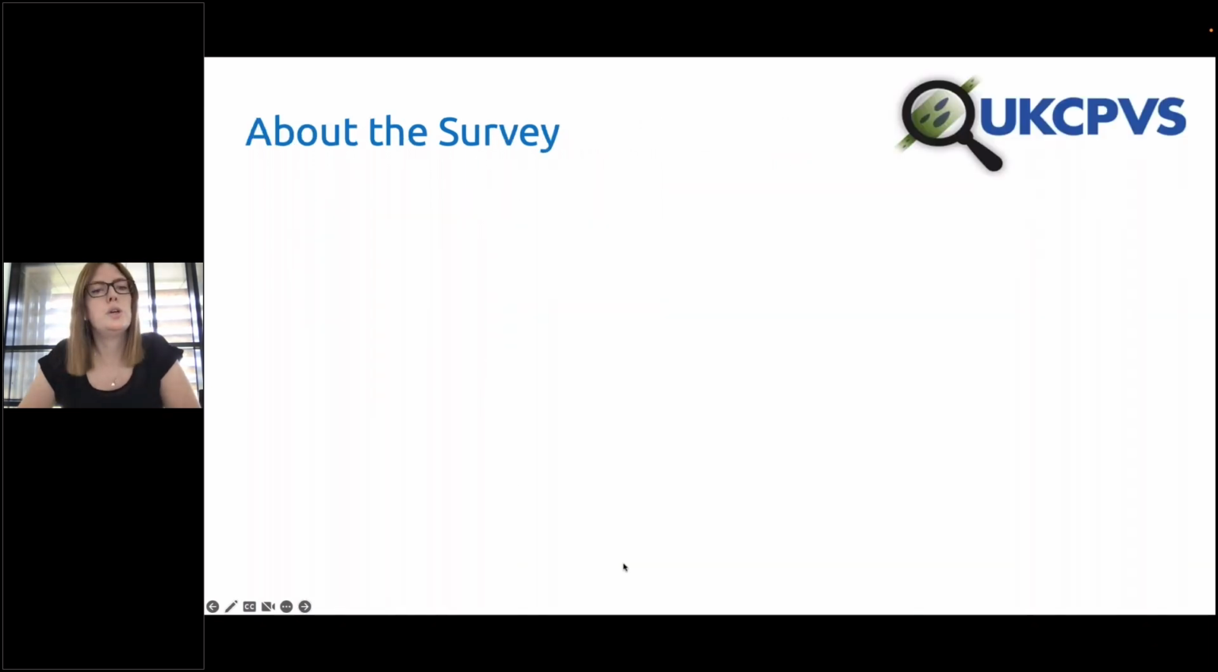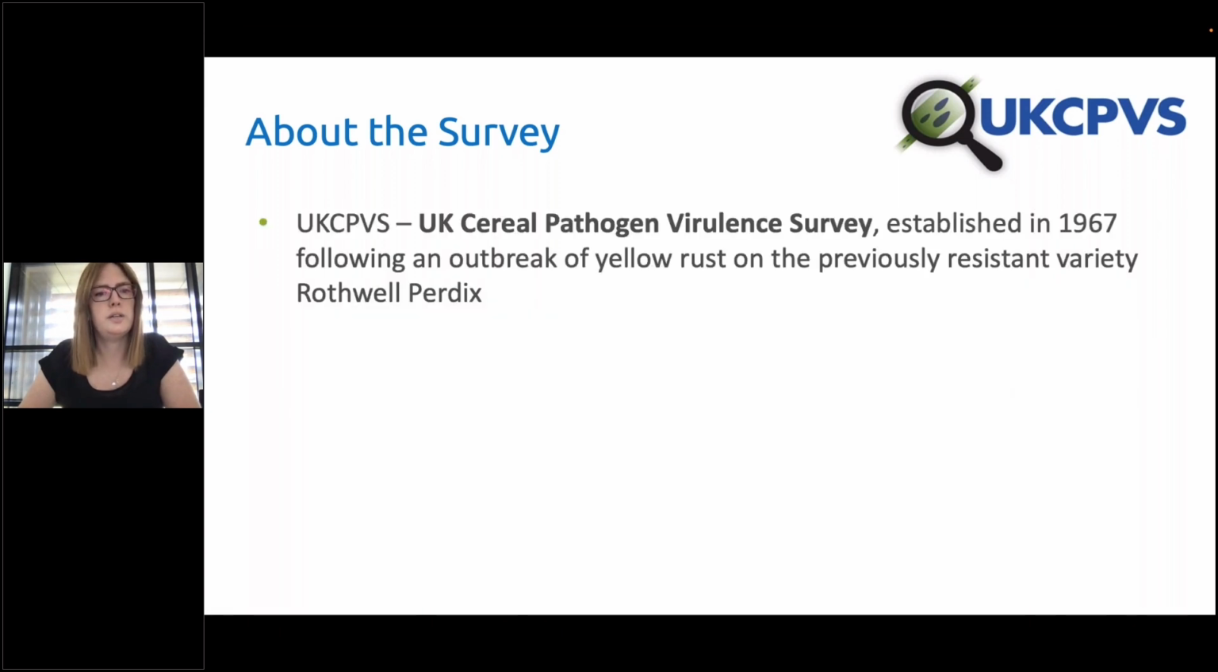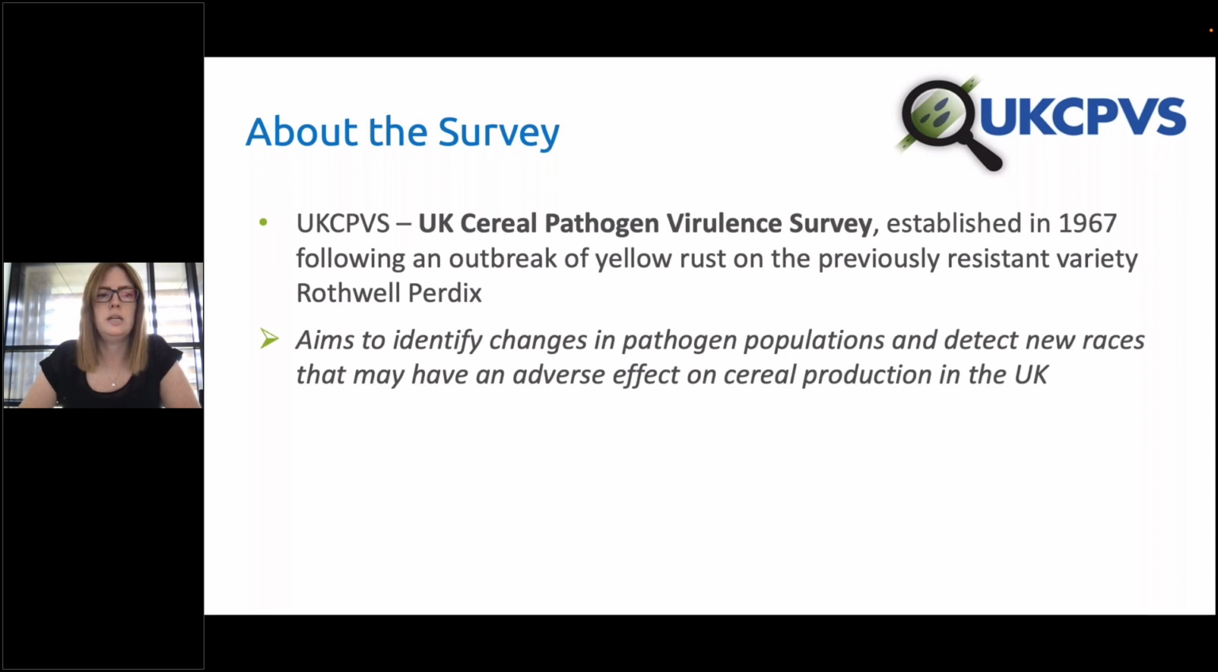So just for those people that are not aware about the survey, the UK Cereal Pathogen Virulence Survey was established in 1967, so it's been going for 55 years. This was initiated following an outbreak of yellow rust on the previously resistant variety Rothwell Perdix. The aim of the survey is to identify changes in pathogen populations and detect new races that may have an adverse effect on cereal production in the UK.